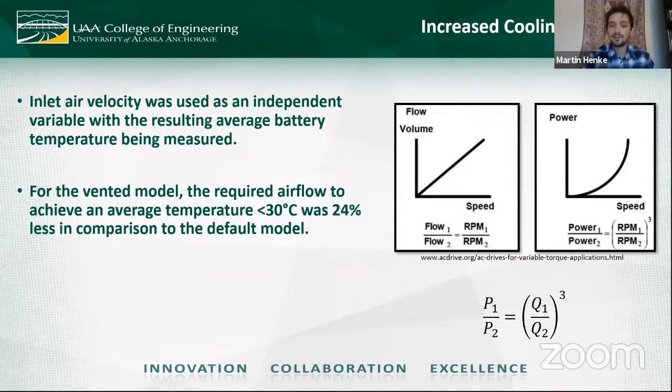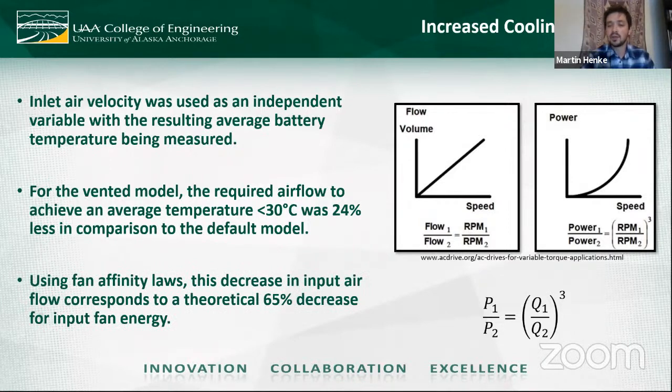And while that might not sound significant, using fan affinity laws, correlations between air inlet flow for a single fan can be drawn. And it's actually a result of the cube of the ratio between two inlet flows. And so assuming the same system is being operated, that 24% decrease in air input corresponds to a 65% decrease in required cooling energy that needs to be used to power a fan. And I need to be clear, this is a theoretical maximum. In reality, it would be lower, but if you account for the fact that many battery cooling systems have to run 24/7 all year, even a 10% decrease in input fan energy could be significant, especially taking into account how large some of these stationary battery systems are.